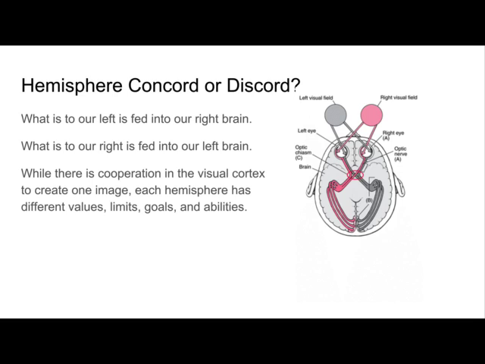The visual field, whatever is on your left, is being fed from both eyes into your right hemisphere, and whatever is on your right is fed into your left. And there is obviously cooperation in the back of the brain, the visual cortex, to create one image, but each hemisphere, as I said, has different values, limits, goals, and abilities. And as we probably know, the language is mainly happening in the left brain, and so that is going to influence how you describe and how you respond to what you're seeing with language.